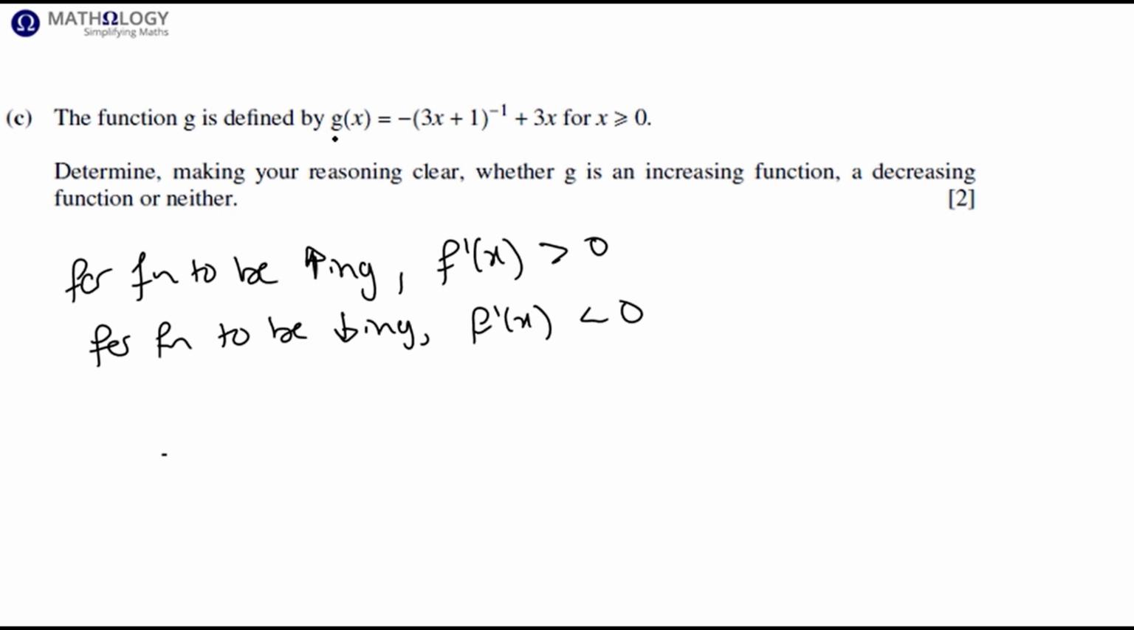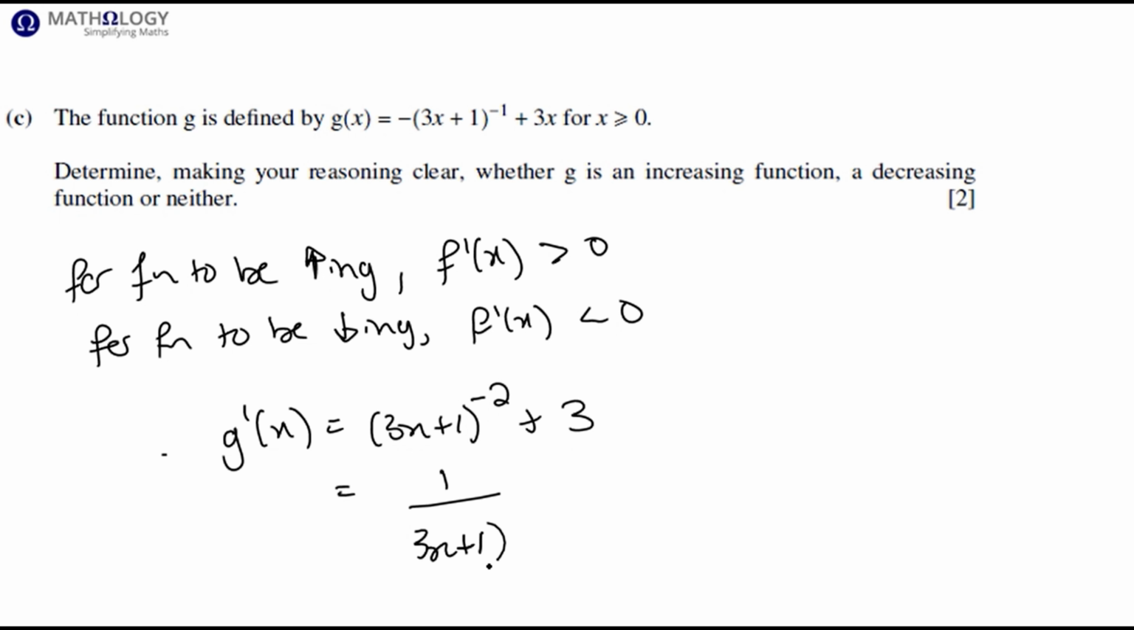So we're going to find the derivative function of g of x. So we're going to be looking for g prime x, which equals minus times minus 1 is 1, and then (3x plus 1) to the power of minus 1 minus 1, so that'll be to the power of minus 2, plus the derivative of 3x, which is 3. Now, this function g prime x, if it's greater than 0, then we'll have an increasing function. If it's less than 0, we have a decreasing function. If it's neither, then it's neither increasing nor decreasing. So I'm just going to write this slightly differently. That's going to be 1 over (3x plus 1) all squared, plus 3.